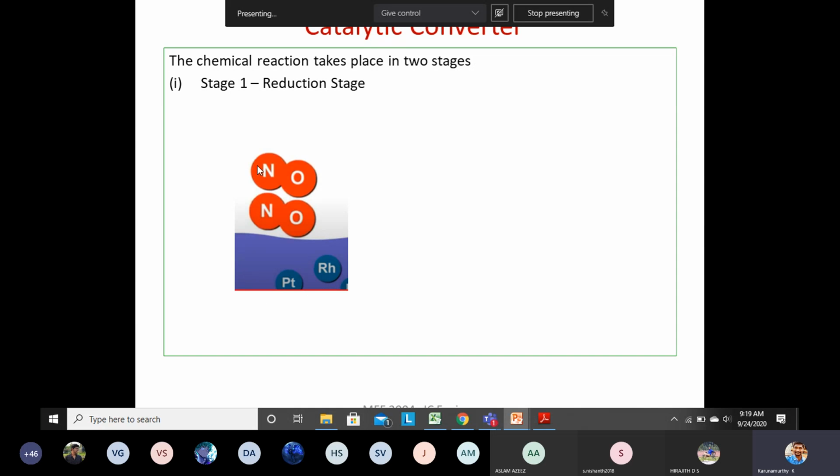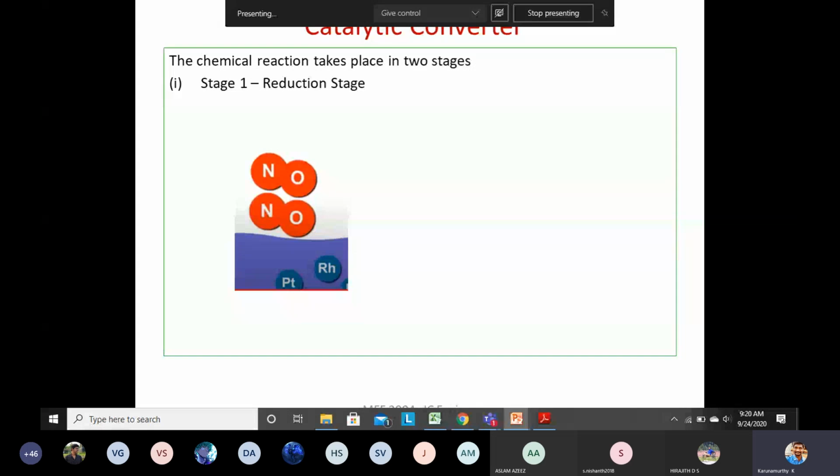When the NOx, let us say NO, present in the engine exhaust enters the catalytic converter, especially the reduction stage where the catalysts platinum and rhodium are available, it comes in contact with the catalyst and the reaction takes place. During this reaction, the oxygen that is present with the nitrogen in NOx is removed. Normally for combustion, we supply air. The air contains nitrogen, and at high temperature, this nitrogen gets dissociated.